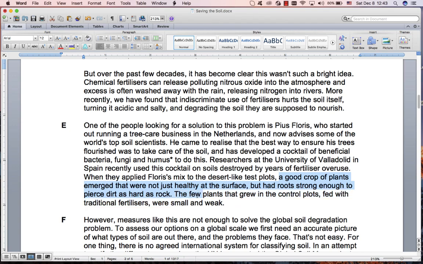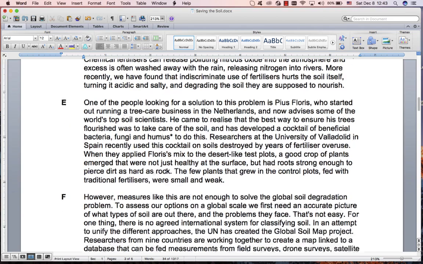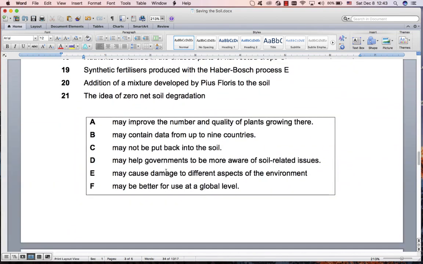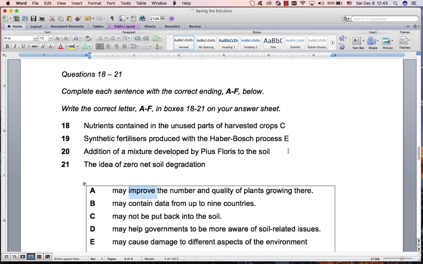So this is positive. They added this mixture to the soil and they got a good crop that were healthy and had strong roots. The control means that's where the fields where they didn't add the mixture. So we're actually just looking at the sentence over here. So they applied the mixture and the plants grew well. And that's the positive aspect. It improved the number and quality of plants. I didn't see countries, I didn't see government, I didn't see global level. So that one, the positive and negative aspect of it would have helped you.